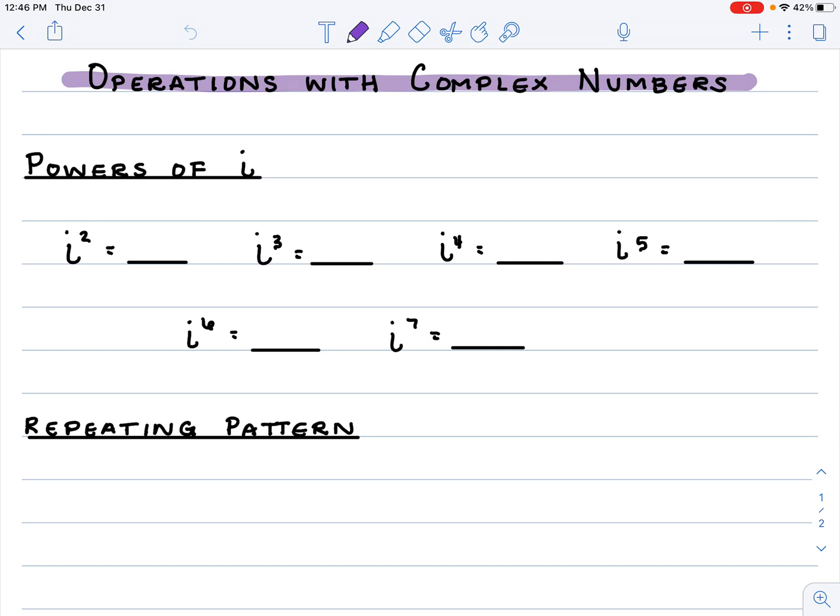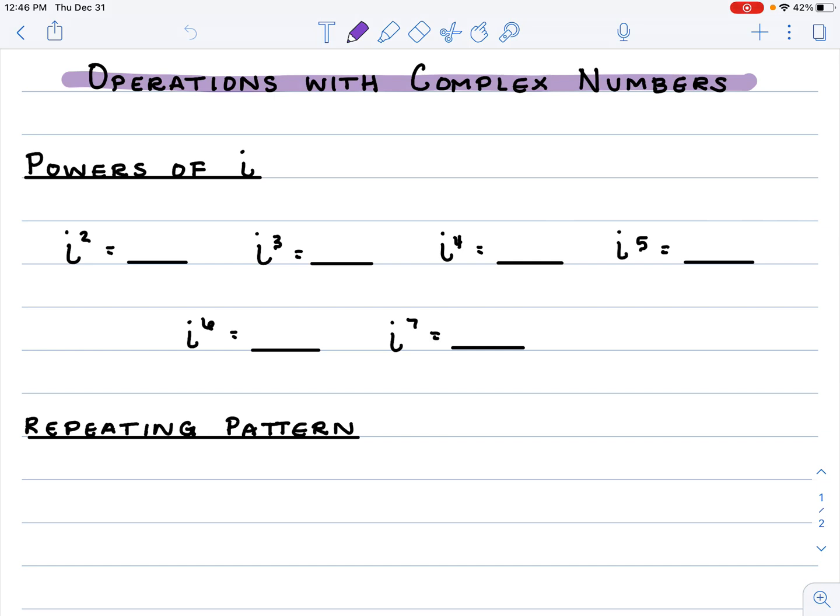We're going to talk about the powers of i, so when we have i times i times i times i, etc. We're also going to talk about division and what we do with division. So first off, I want to talk about the powers of i. So we learned about i by itself. We know that i equals the square root of -1.